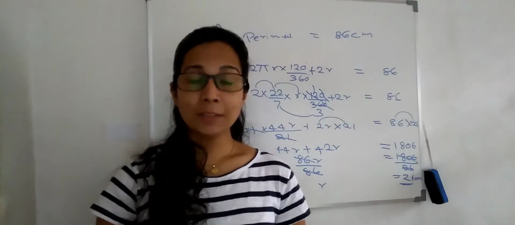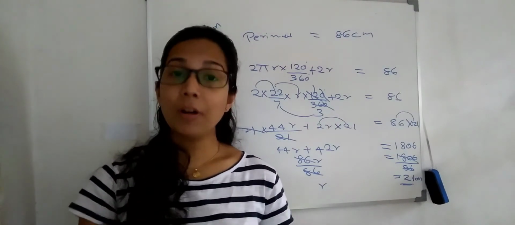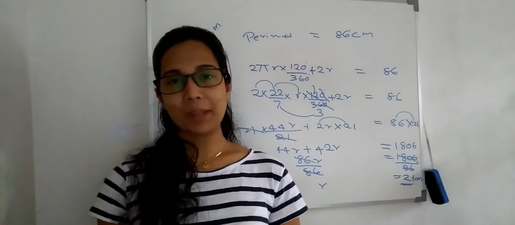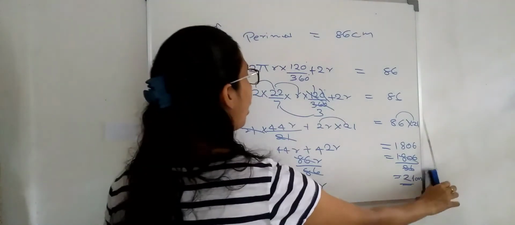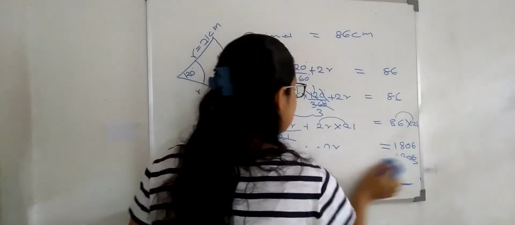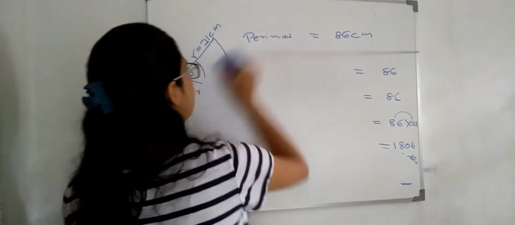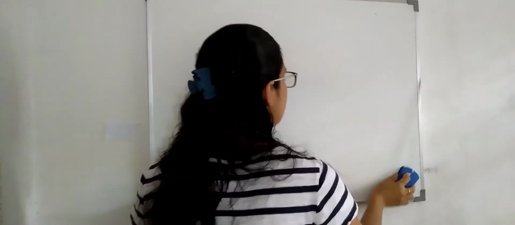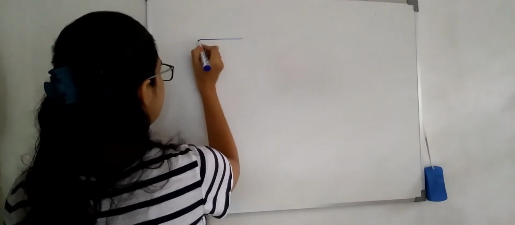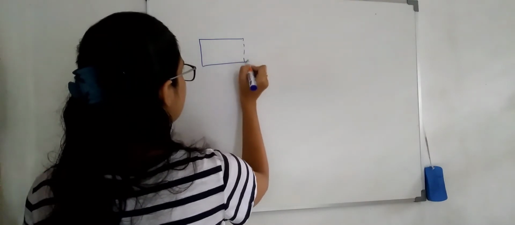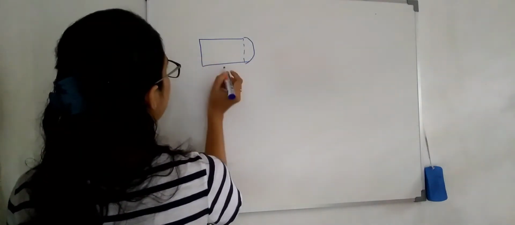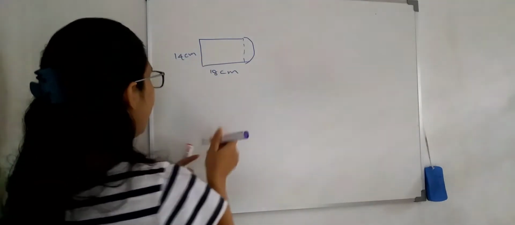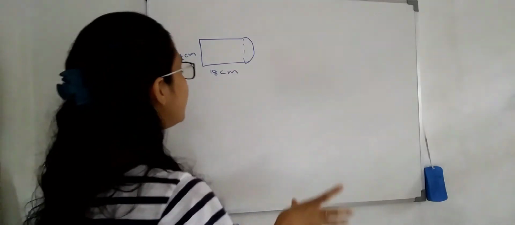In the other case, we have to find the perimeter of plane figures which contain sectors of circles, right? Okay, let's learn how to do that. So this is clear. I take a plane figure. So consider this plane figure. The value of this side is 18 centimeters and this is 14 centimeters. Now you are asked to find the perimeter of this plane figure.